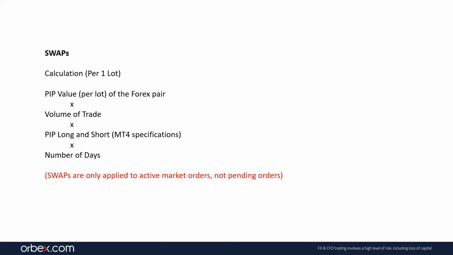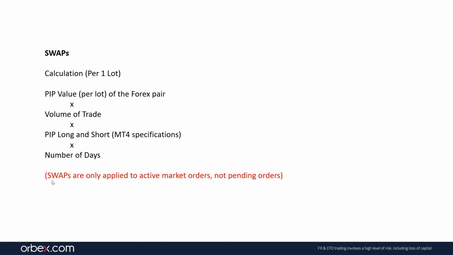Then we've got pip value of the Forex pair. So let's just take, for example, euro dollar, it'll be a $10 pip value per one lot. Volume of trade, again, this can be whatever volume you want to open. We'll take, for example, a one lot trade, so it's a lot more simple. And then the pip long and short, so this is the MT4 specifications. And then we've got number of days. So we've got pip value per lot, volume, pip long or short, and number of days open.